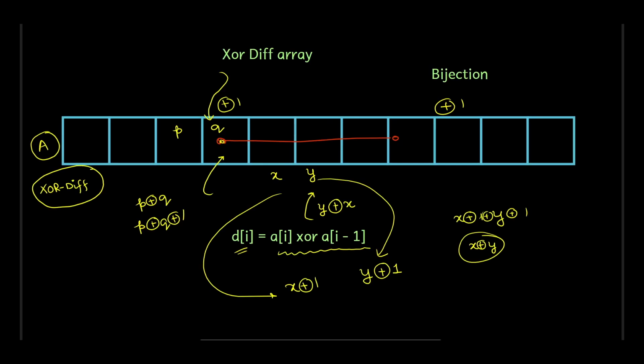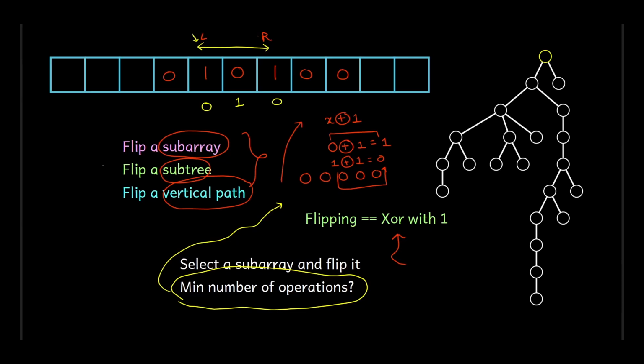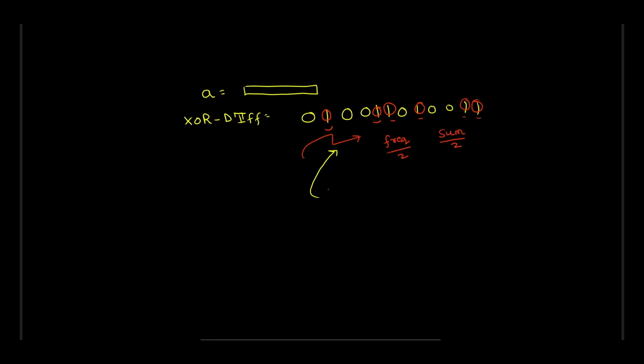So you see that previously this problem looked very difficult because you had to deal with subarrays, but once you did the transformation to the XOR diff array, the result was clear that the optimal strategy is to pick any two ones. They will create a subarray in the original array, and then you flip these two ones.